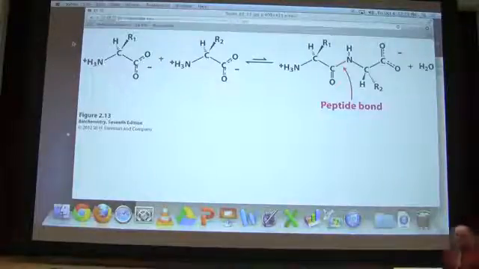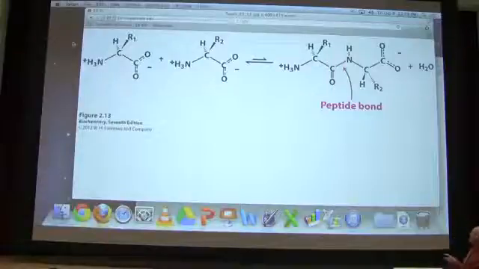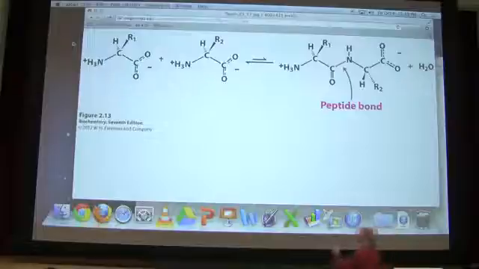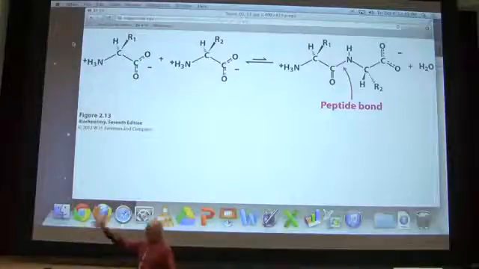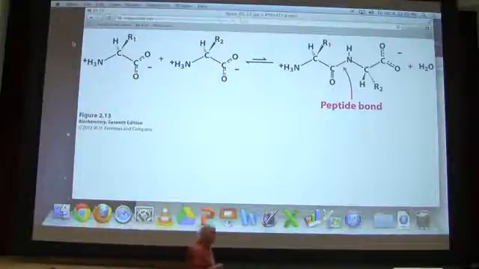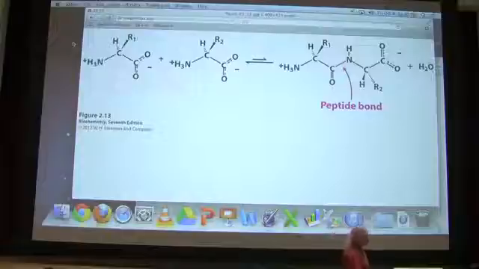We can describe the structure of a protein as going from amino to carboxyl. And we describe it that way because that's actually the way in which it's made. It's made from amino to carboxyl. We keep adding more and more onto the carboxyl end. That's how we make those.